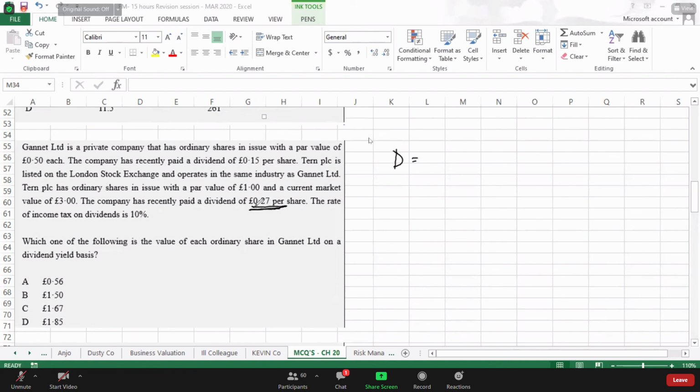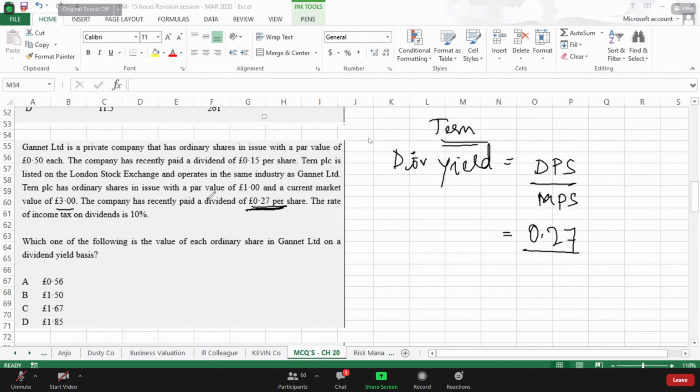Proxy company's dividend is given, 0.27. So dividend yield ratio is how much? Dividend per share divided by market price of the share, right? I'm talking about Turn company now. How much do you get? Market price is how much? 3. So yes, Edwin, continue. We will get 9%.